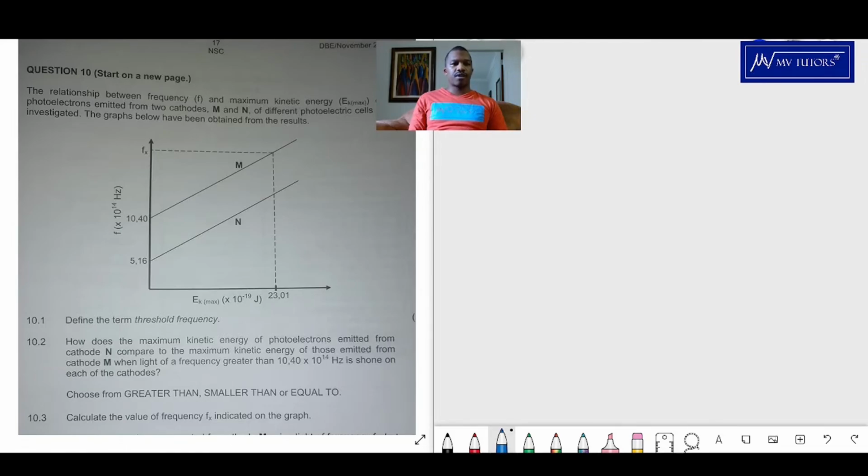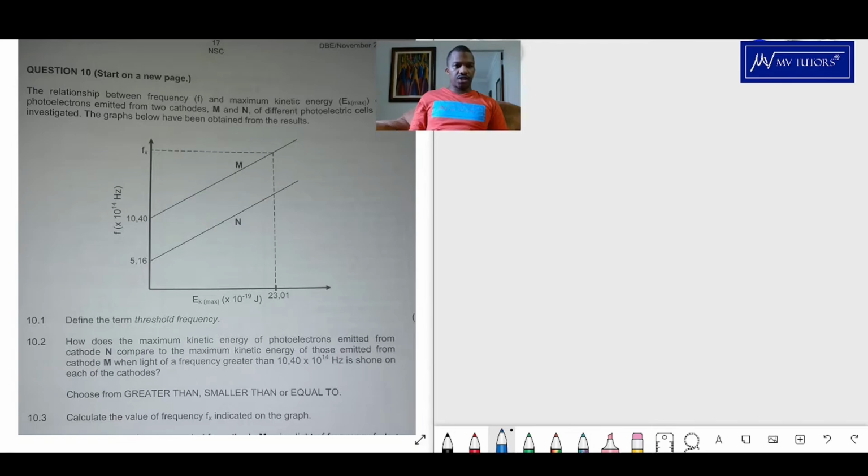Define the term threshold frequency. So when we're speaking about a threshold frequency, this first number here, it's the minimum energy required to emit a photoelectron. Rather, the minimum frequency, not energy, minimum frequency required. Just think of this as the minimum frequency required to emit photoelectrons. Now it's in metals because these cathodes are made of metals, and so it works with metals.